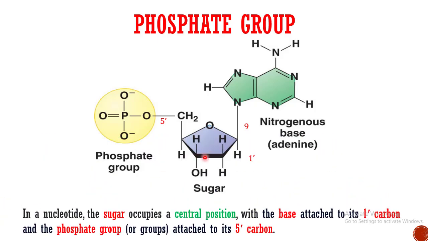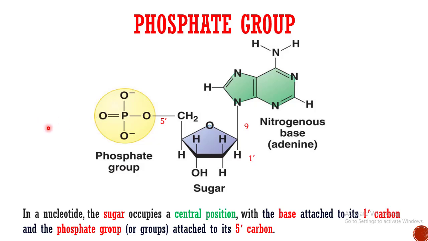If you look over here, in the nucleotide, this particular sugar is occupying a central position. Now the base is attached to the 1' of the sugar, as you can see over here, and the phosphate group is attached to the 5' carbon of the sugar. So the sugar is occupying the central position, and to 1' the nitrogenous base is attached. That can be any of the nitrogenous bases that we just discussed, and at the 5' carbon there would be a phosphate group when you talk about the nucleotide, but you can attach extra phosphate groups over here. Like you can have 2 of them, you can have 3 phosphate groups.